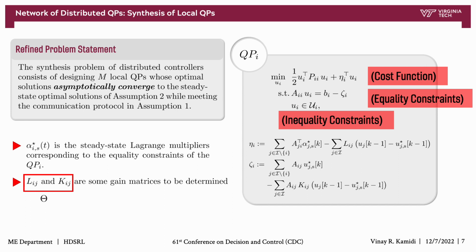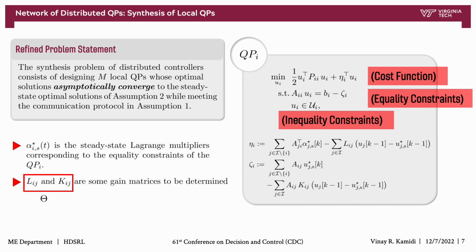The reformulated local QP shown on the screen has two new terms in the cost function and the equality constraints that are eta and zeta respectively. These terms contain some feed-forward terms, alpha star, which are the Lagrange multipliers corresponding to the equality constraints of the ith QP available by virtue of assumption 1, and u star, that is the steady-state solution available by virtue of assumption 2. Additionally, it also has feedback terms that penalize the deviation from the orbit or the steady-state solution.